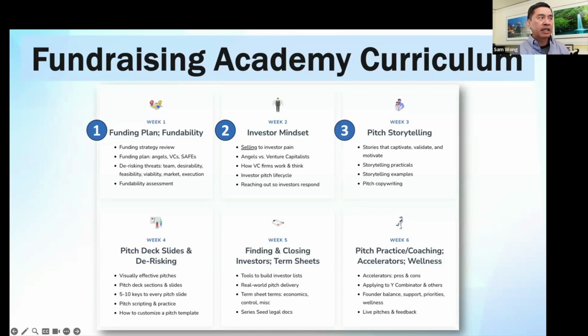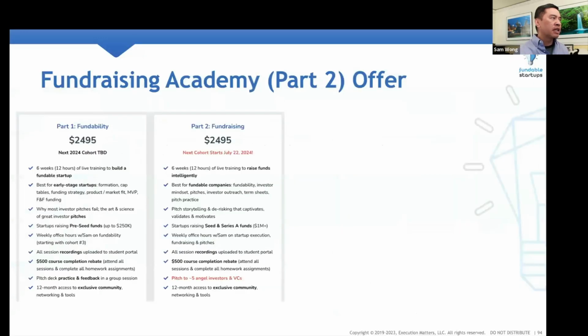Then we have a storytelling class. It's important to make sure that your pitch is engaging. We have a pitch slide template and de-risking. Most founders focus all their attention here. In week 4, we have lots of low-level detail on the pitch slides and de-risking. Week 5 is finding investors, and what you're going to see if you get a term sheet, what those terms really mean. Week 6 is about pitch practice, your own wellness, and getting feedback on your pitch if you choose to participate. So anyway, that's the academy, and it is available on our website.